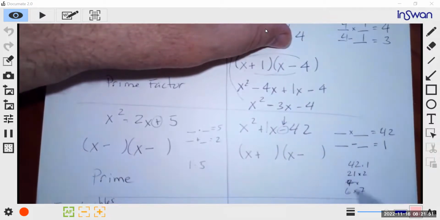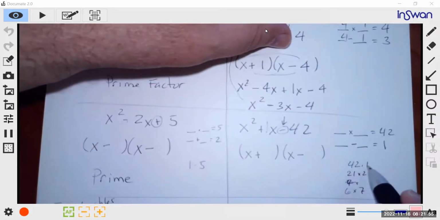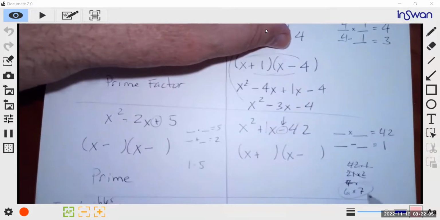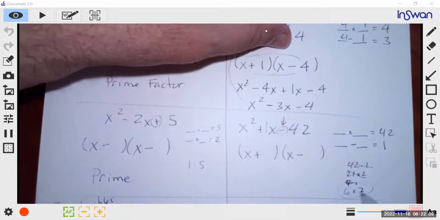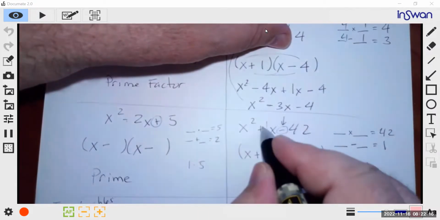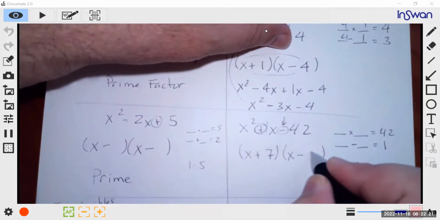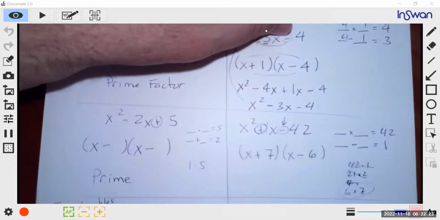If we subtract any of these numbers, do we get 1? 42 minus 1? Nope. 21 minus 2? Does that equal 1? No. 7 minus 6? Yes, so there we have it. 7 minus 6 equals 1, and 7 times 6 is 42. So these are the numbers. Where does each number go? Where does the 7 go? Since the first sign is a positive, the 7 goes there. The bigger number gets that sign.